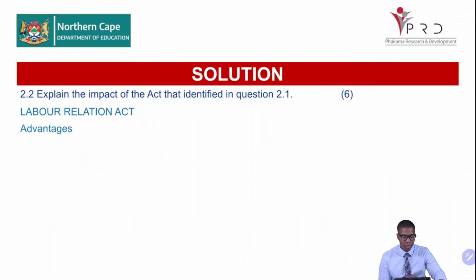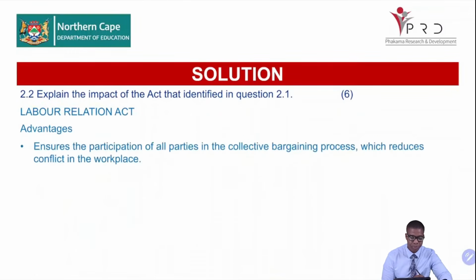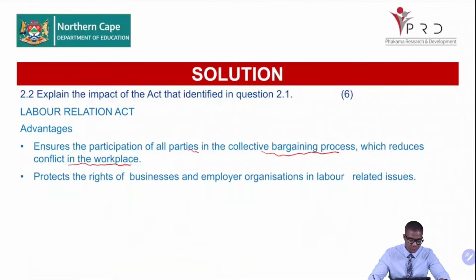Let's start with the first one, Labor Relations Act. Number 1, the advantage of Labor Relations Act: it ensures the participation of all parties in collective bargaining processes, which reduces conflict in the workplace. So all trade unions will be called and all employers associations will be called. Then it protects the business and employer organizations in labor-related matters.